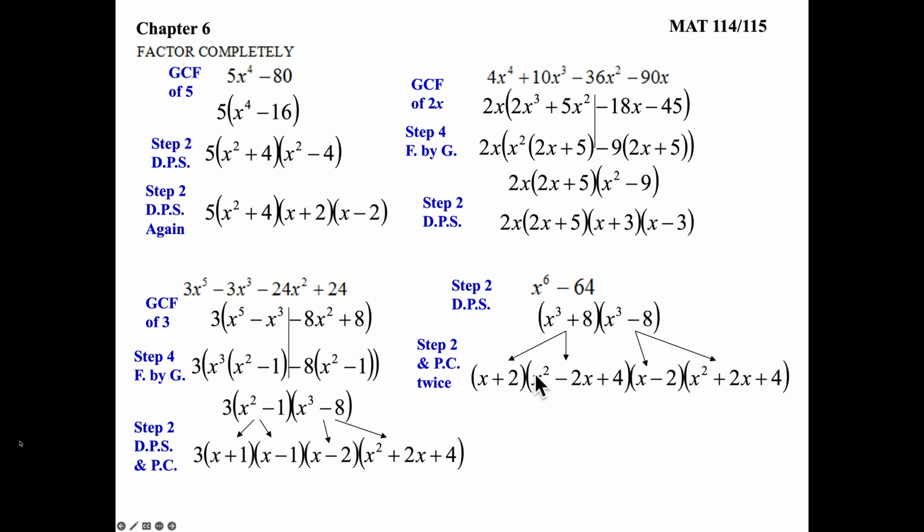Put a 2 here. X times x, x squared, x squared. X times 2, 2x, 2x. 2 times 2, 4, 4. That's my final answer.